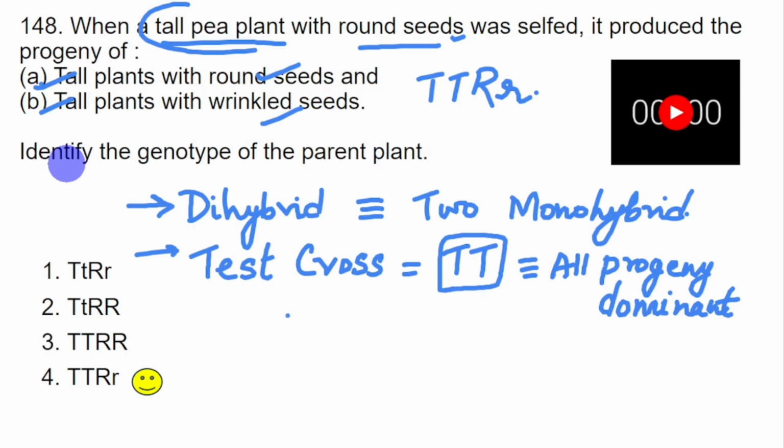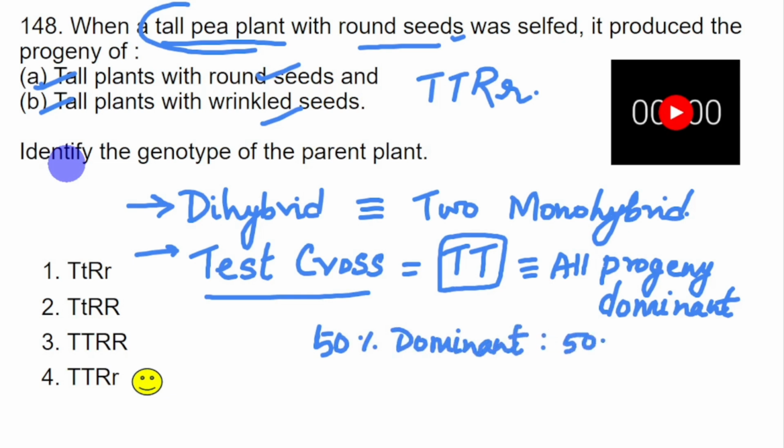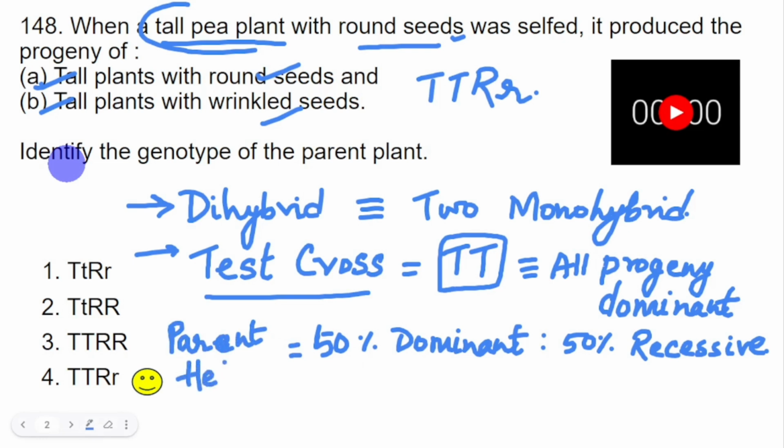What about the seed shape? The test cross conclusions say, if the progenies are 50% round and 50% wrinkled, that means 50% dominant trait and 50% recessive trait is seen, then you can directly conclude that the parent is heterozygous. And therefore the parent genotype will be TTRr.